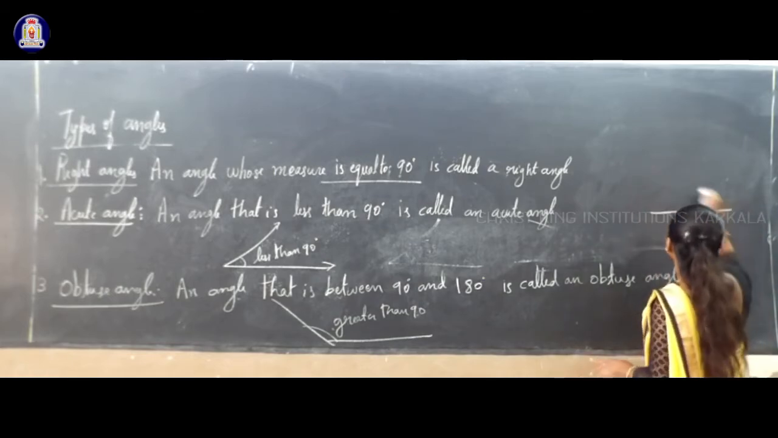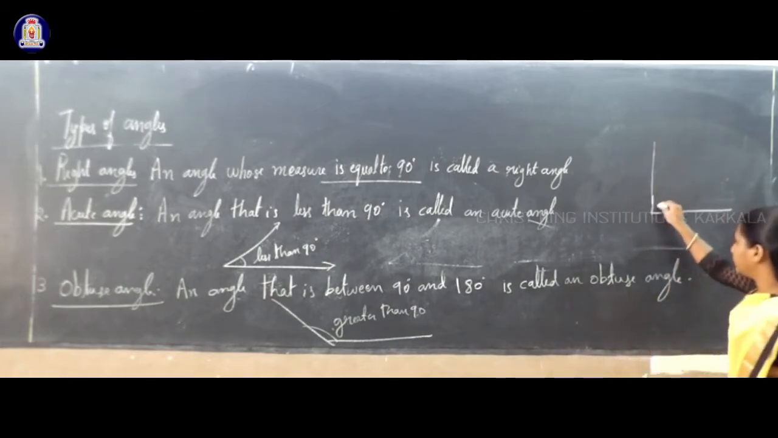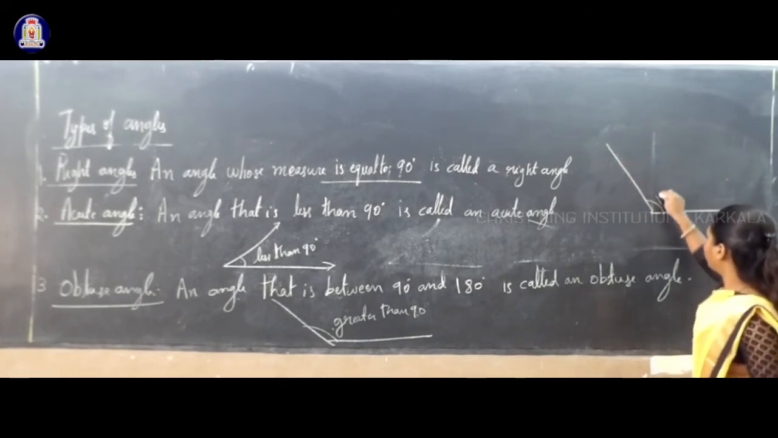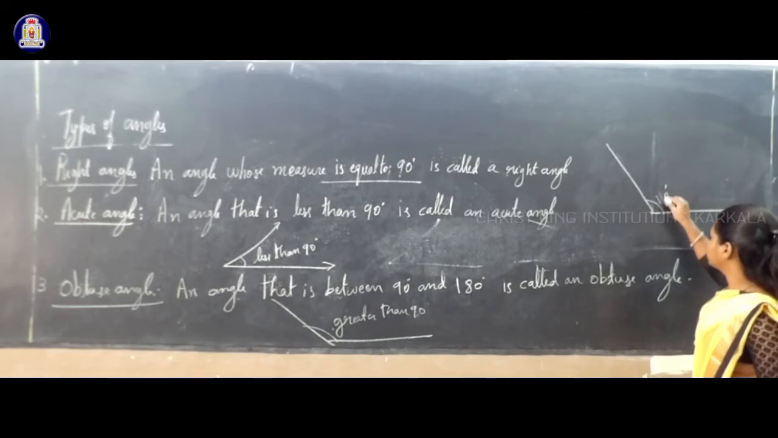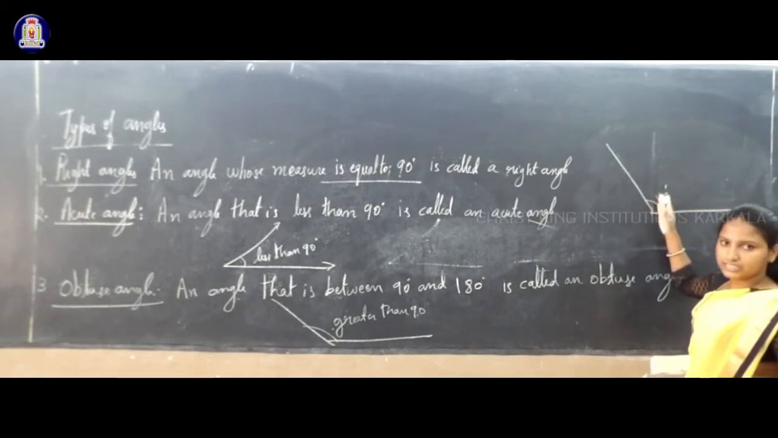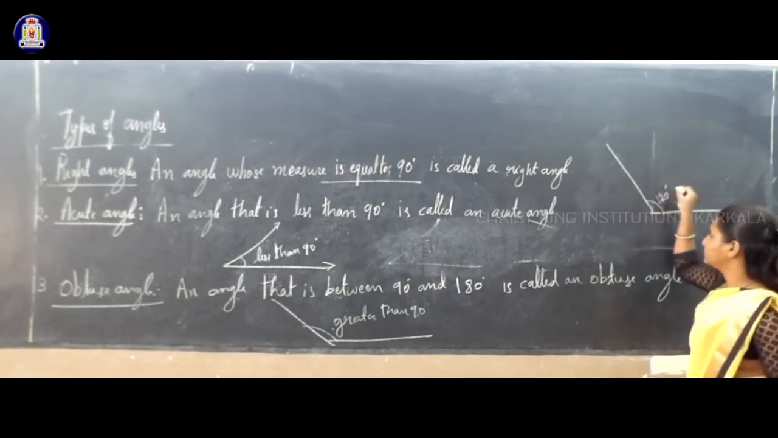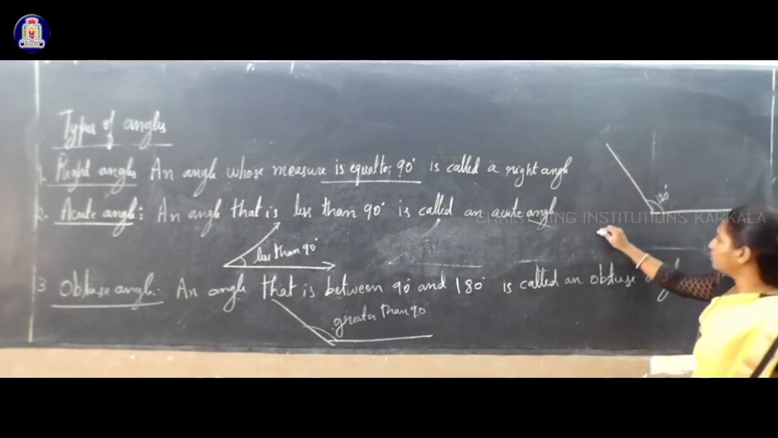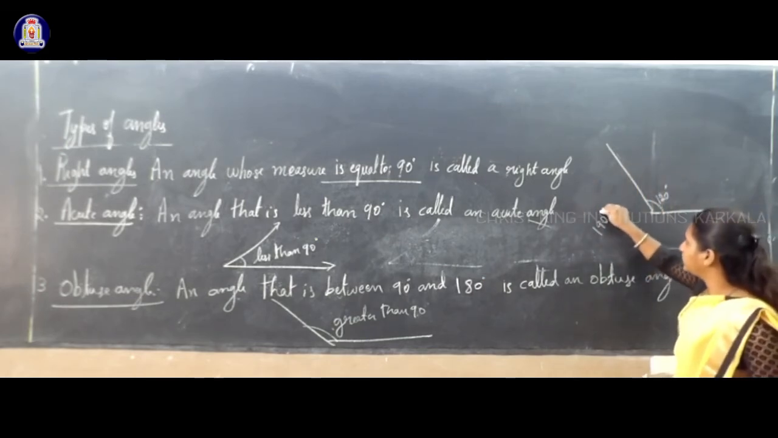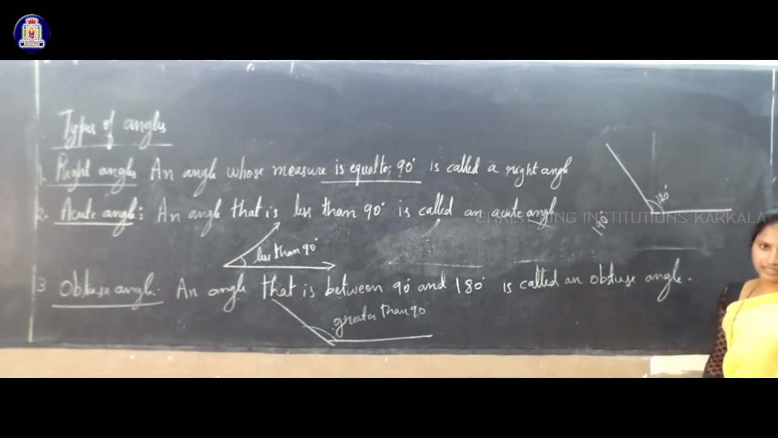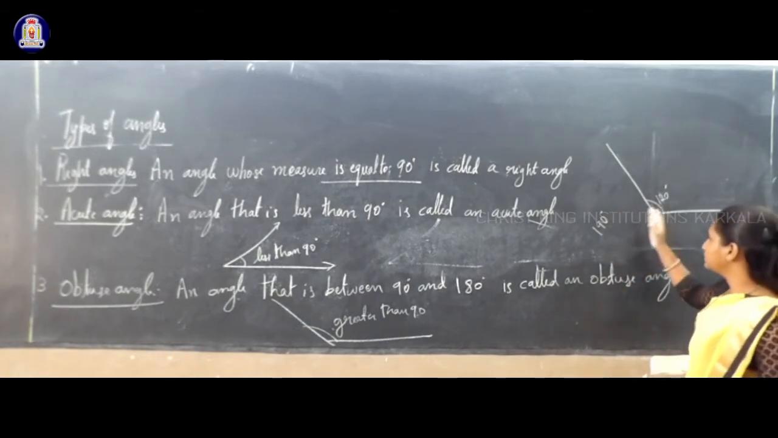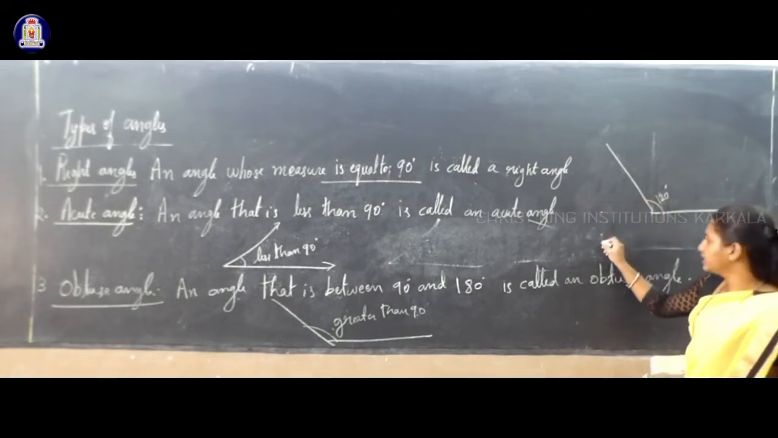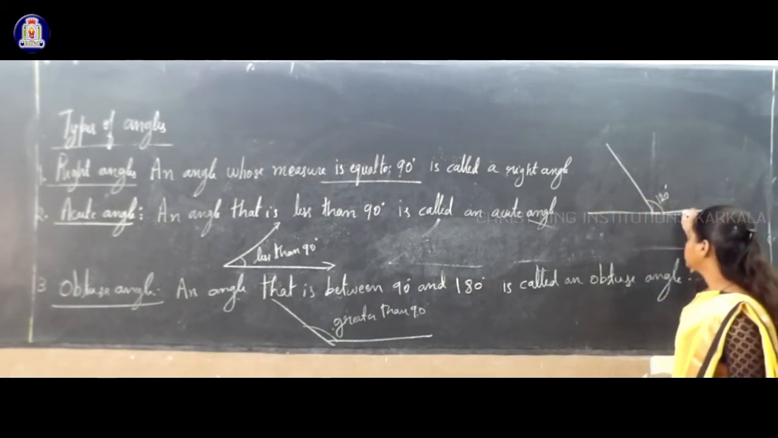So this is exactly 90 degrees, correct? Next, if you draw like this, it may be 110 degrees or this is 120 degrees. All these are obtuse angles, that is greater than 90. You cannot say 190 degrees is an obtuse angle. Why? Because an obtuse angle means in between 90 and 180. 180, that is a straight angle.